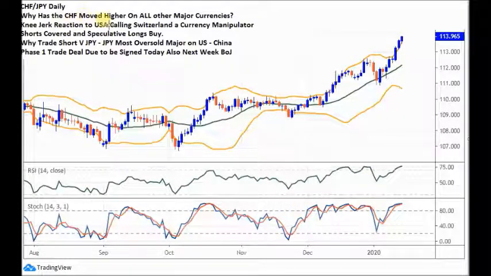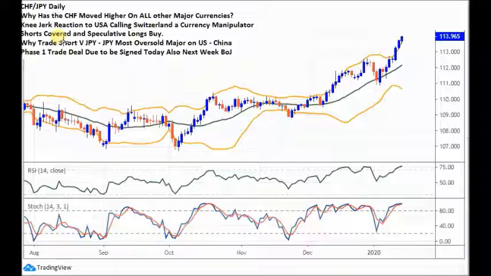Why has CHF moved higher? Not just on the Japanese yen, but on all major currencies. Well, it's a knee-jerk reaction to the USA calling Switzerland a currency manipulator. That has panicked shorts. This is just generally across the board out of the CHF, and speculative longs have come in to buy it. Yeah, sure, the US has called Switzerland a currency manipulator, probably with justification. It's a knee-jerk reaction, and in our view, it just simply will not last.